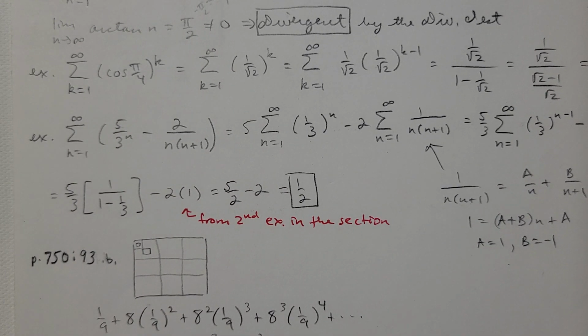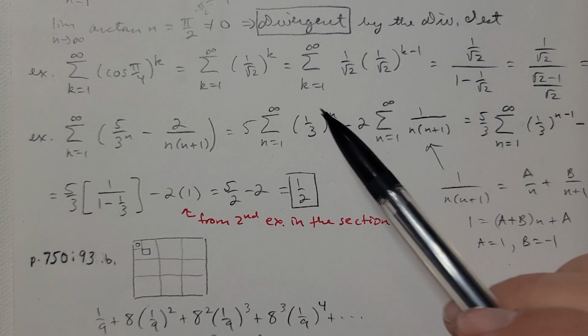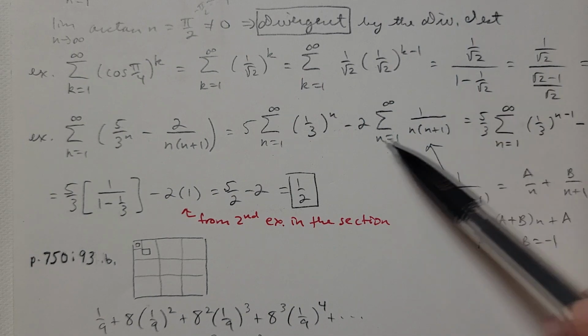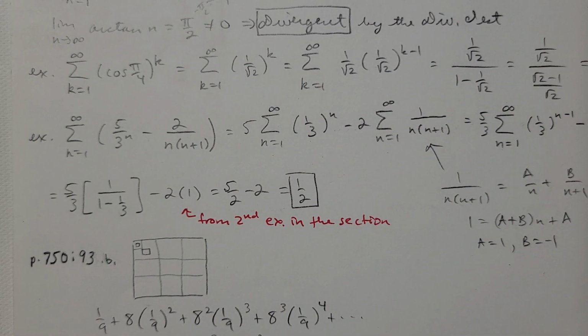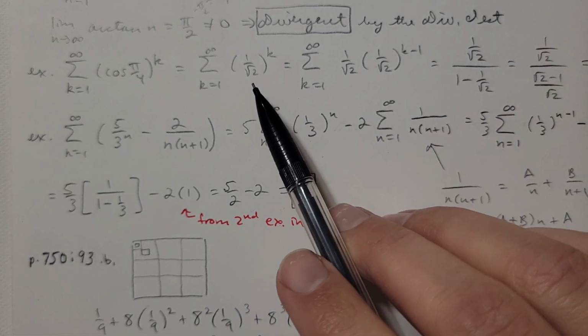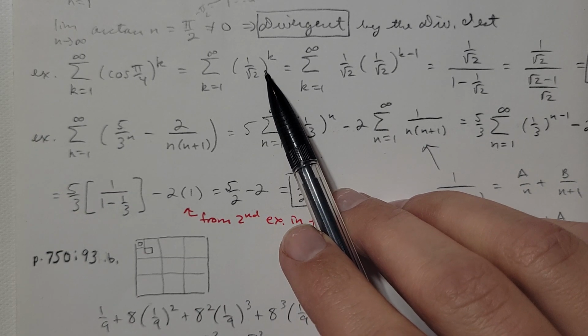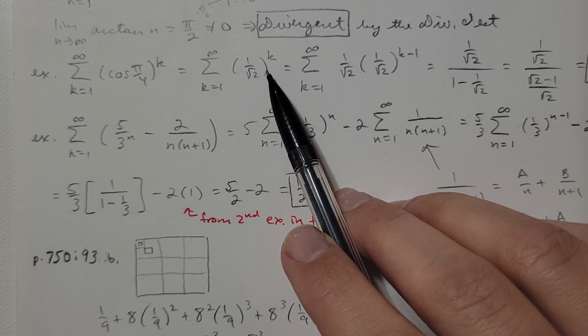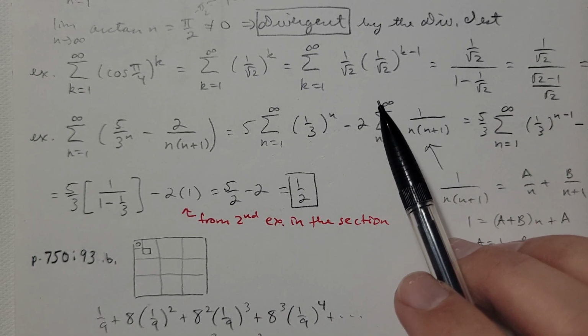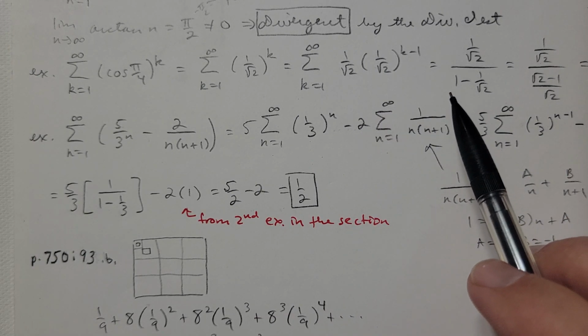Here's another example. So what if you had the series given by the sum as k equals 1 to infinity of cosine of pi over 4 to the k power? Okay, cosine pi over 4, that's 1 over root 2. And so I'm really looking at the series given by the sum as k equals 1 to infinity of (1 over root 2) to the k power. Now, this looks very much like a geometric series. Now, I have to make sure I'm in geometric form, though, before I use the formula, okay?